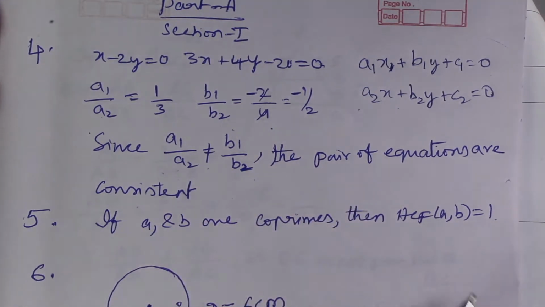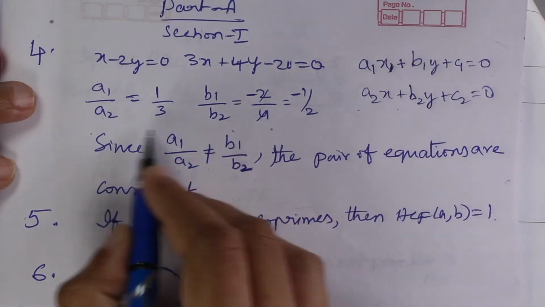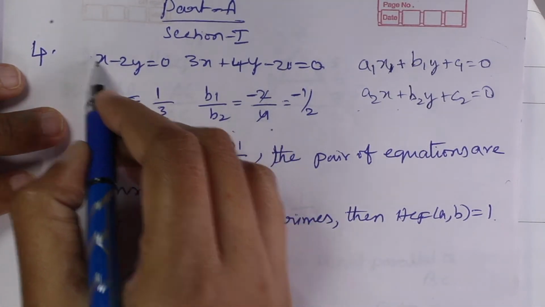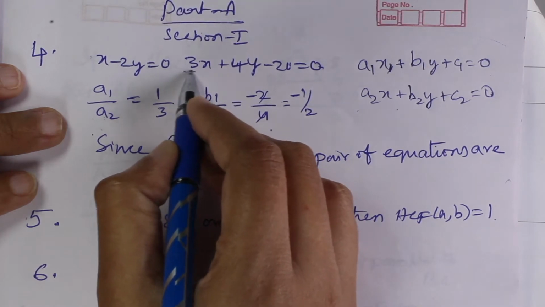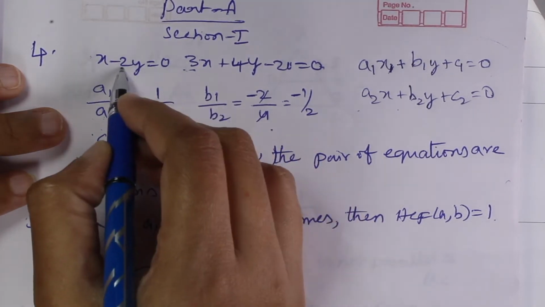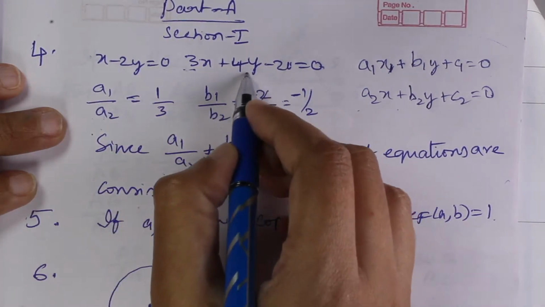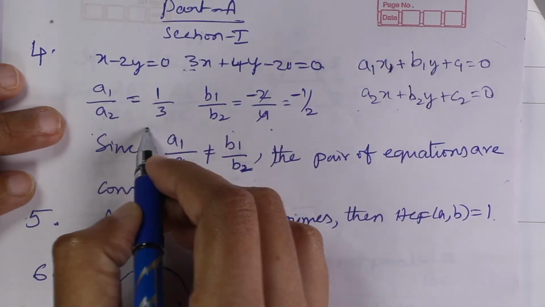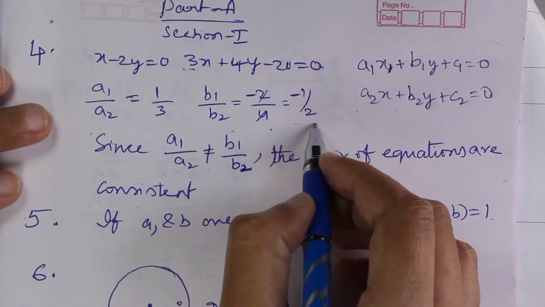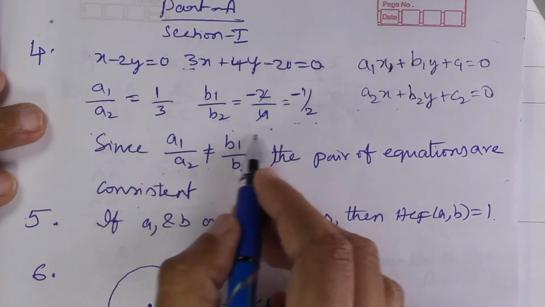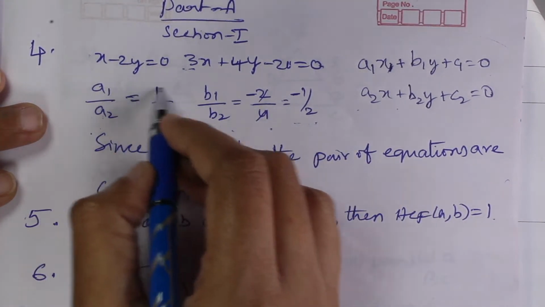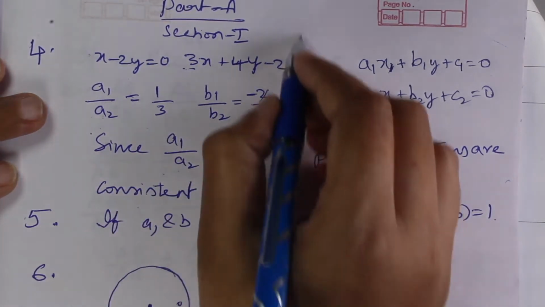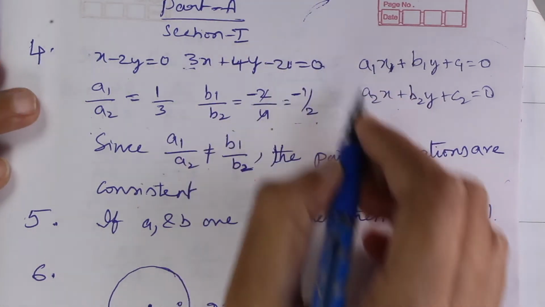So let's calculate the ratios of a1 by a2 and b1 by b2. So a1 by a2 is equal to a1 is 1, a2 is 3, 1 by 3. b1 is minus 2, b2 is 4, minus 2 by 4. So a1 by a2 is 1 by 3, b1 by b2 is minus half. So both are not equal, right? So this pair of lines is consistent. That is, it has a unique solution. That means those two lines meet at one single point.